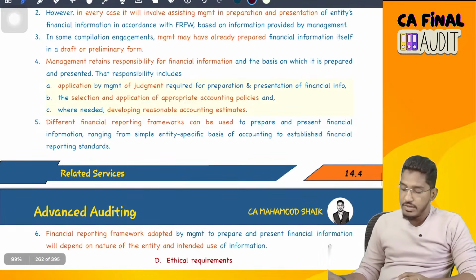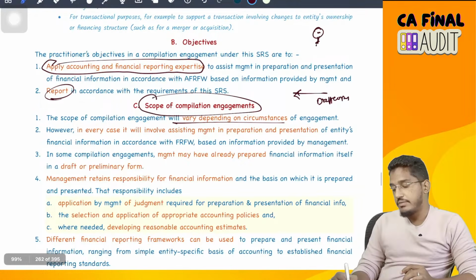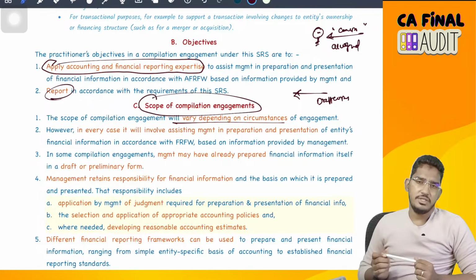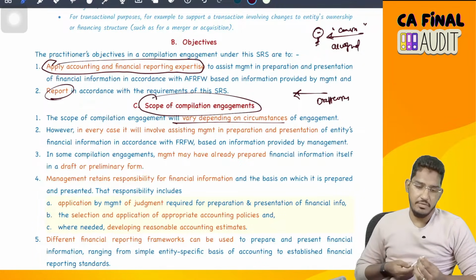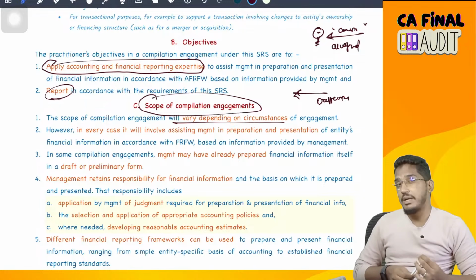Next. Now, one more thing you have to be clear about. If you are a chartered accountant and the client has come to you asking you to do the compilation engagement, we all know that while compiling the financial statements, there will be various areas where judgments are required, like accounting estimates, how much provision has to be created. If the client is coming to you asking you to do the compilation engagement, whose responsibility is it to make all those judgments?